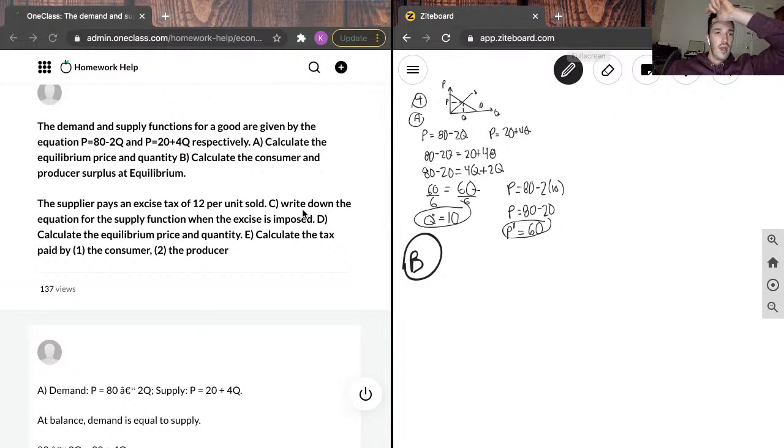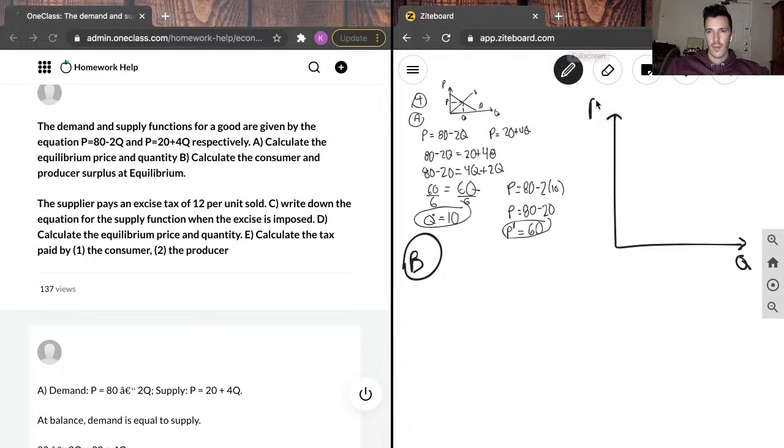B says calculate the consumer and producer surplus at equilibrium. So if I draw this, I should probably actually just represent this graphically too for you guys. So we've got supply, and demand. And we know that the equilibrium quantity here is going to be 10, and we know that the equilibrium price is going to be 60.